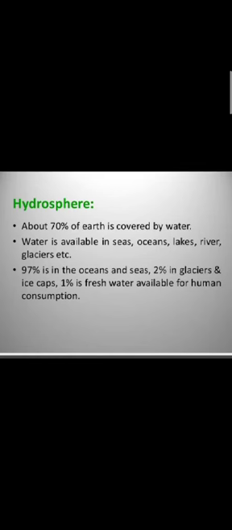Coming to the next component of environment, that is hydrosphere. Hydro means water, sphere means zone or area. About 3 by 4th of the earth's surface is covered with hydrosphere, that is water. About 70% of the earth is covered by water. Water is available in seas, oceans, lakes, rivers and glaciers, etc. The oceans, rivers, streams, lakes, ponds, polar ice caps, water vapor, etc. all form hydrosphere.